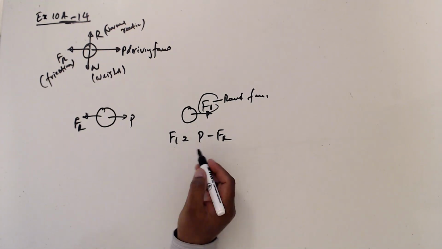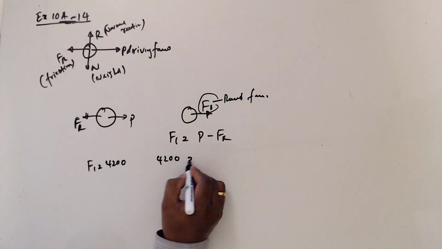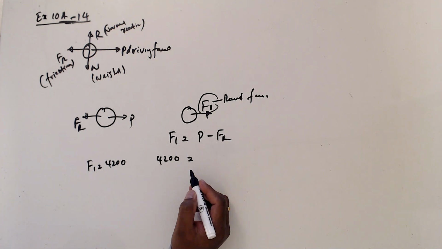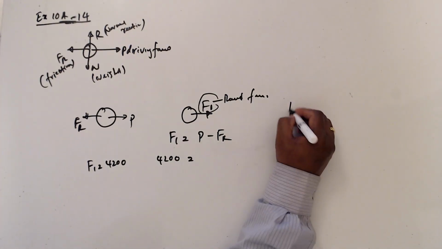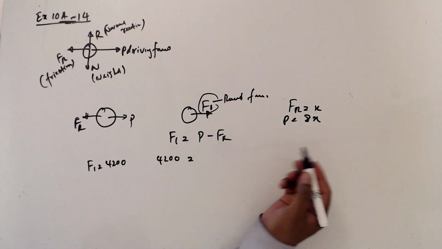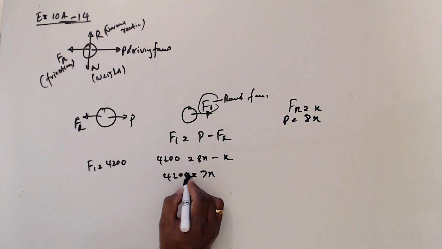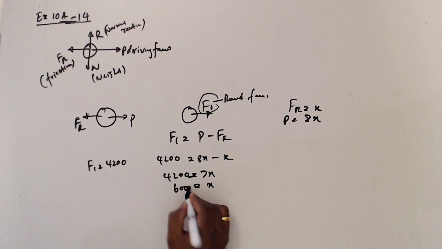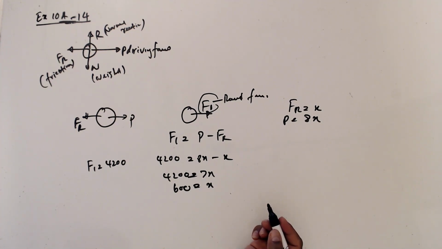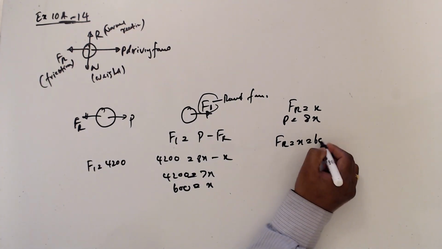Now F1 is given in this sum as 4200, and given that the magnitude of the driving force is 8 times the magnitude of the resistance force. If the resistance force FR is X, then P is 8X. So in terms of X, this is 8X minus X. So 7X equals 4200, so X equals 600. So the magnitude of FR is 600 Newton.